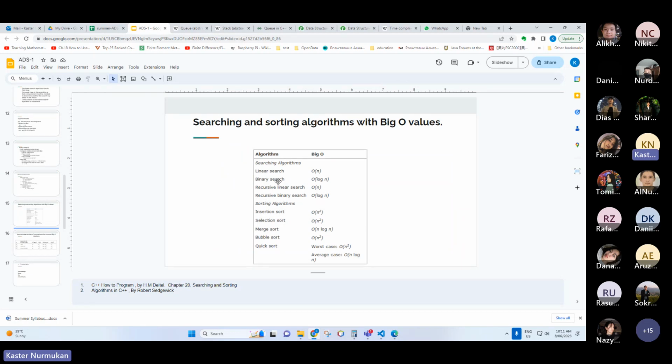And here you can see linear search is linear time, binary search is log n time, recursive linear search is linear time, recursive binary search is log n time. So as you can see, the fastest search is log n time. Binary search is the fastest search algorithm, but it has one condition: the data has to be sorted. So that's the reason we needed to learn sort algorithms.